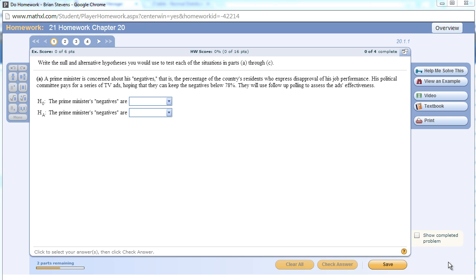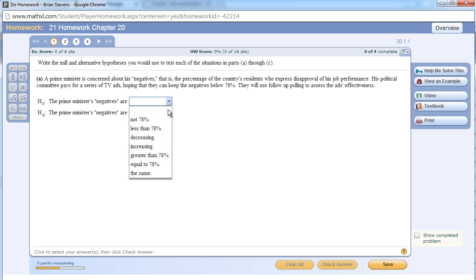So this prime minister has problems with his negatives. People don't like him. So currently he's probably around 78%, and they want to bring the negatives down. So this TV ad comes out and they say, well, we're going to make an ad for you and we're going to bring your negatives down. Who's making the claim? Sounds like the TV ad is, because they're going to say, we can bring down your negatives. So with that in mind, if the TV ad doesn't work, then they would stay equal to 78%. If the TV ad does work, they're going to go down.